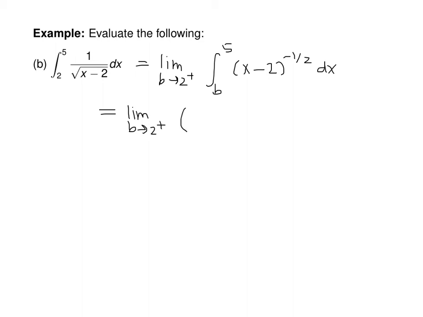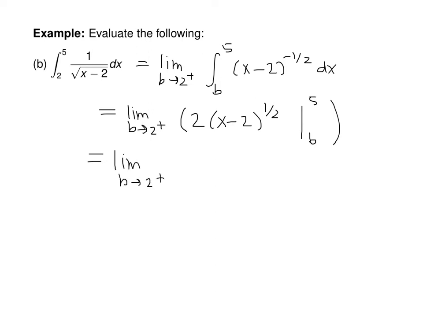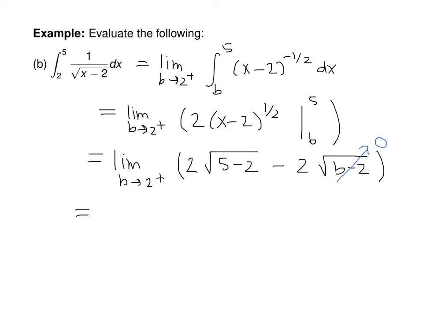Now an antiderivative of x minus 2 to the negative 1/2 is x minus 2 to the positive 1/2, negative 1/2 plus 1, coefficient of 2, evaluated from b to 5. So the limit as b goes to 2 plus of 2 root 5 minus 2, minus 2 root b minus 2. As b goes to 2, this term goes to 0. So we end up with just 2 root 3.